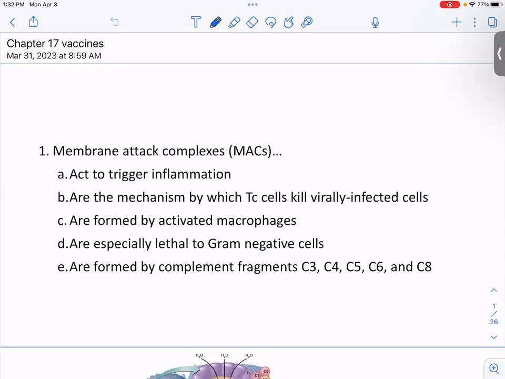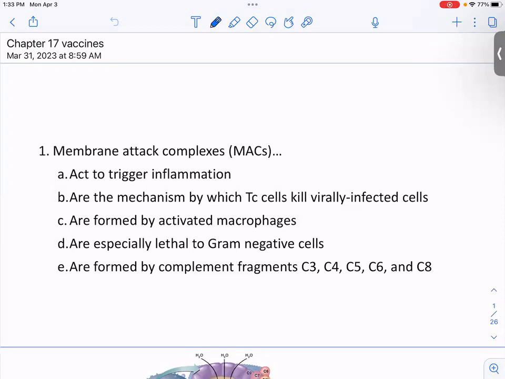All right, so I've got maybe 5 or 6 practice questions here, and then we'll go on to talk about vaccines today, which will not be on Wednesday's exam. Okay, so that's section 17.5. So again, homework from 15, 16, and 17, except 17.5 I pushed off. Okay. All right, membrane attack complexes, complement.